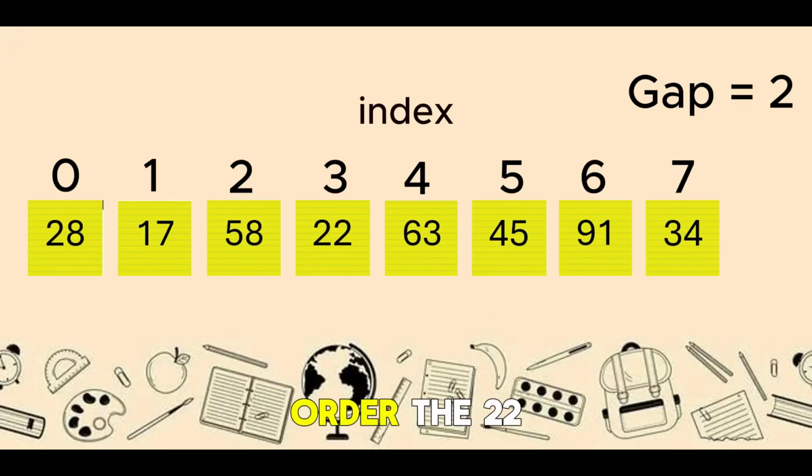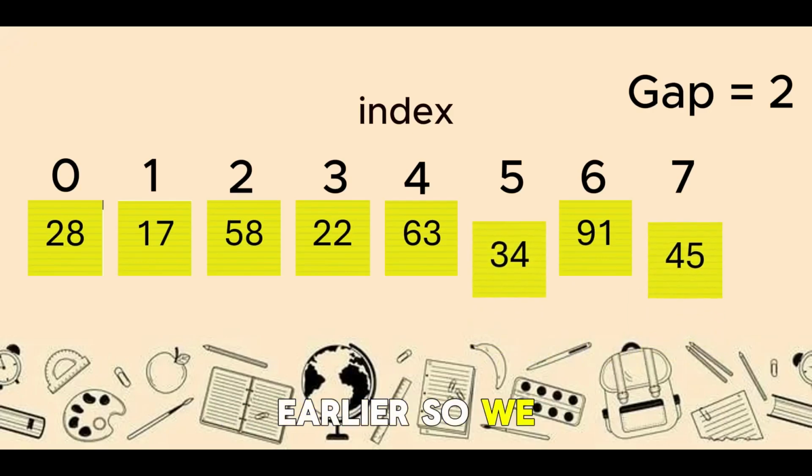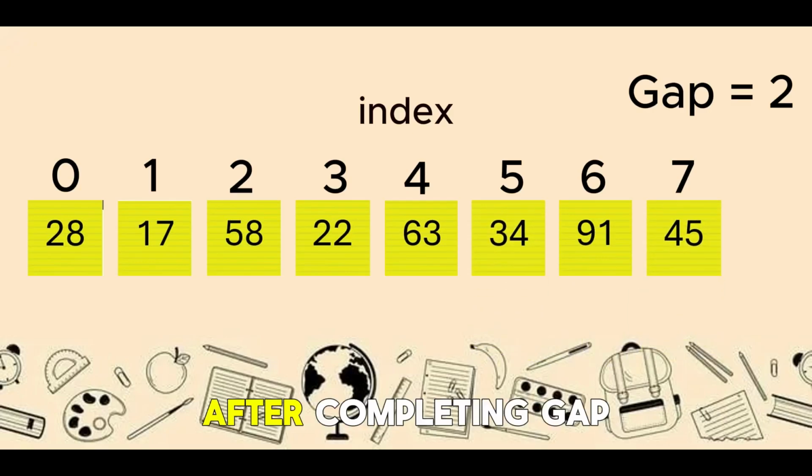Still in proper order, the 22 and 45. Now, 63 and 91, also correct, so we leave them as is. Final comparison for gap 2, 45 and 34. 34 belongs earlier, so we swap them. After completing gap 2, our list now looks like this: 28, 17, 58, 22, 63, 34, 91, 45. We are very close to a fully sorted list now.